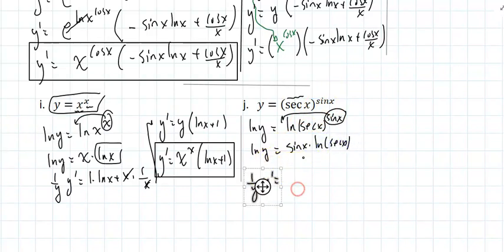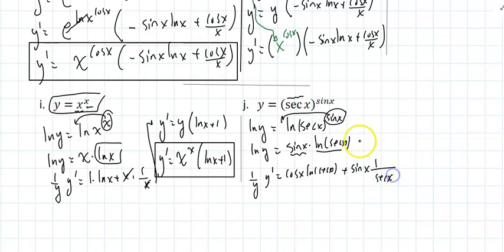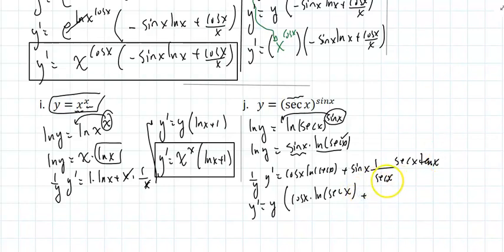And now when I take a derivative, 1 over y, y prime equals the product rule. Derivative of the first times the second, plus the first times the derivative of natural log, which is 1 over the argument, times the derivative of the argument, which is secant of x tan of x. And I could say y prime is y times, this is the cosine of x times natural log of secant of x. And here, if I clean this up, remember, sine over cosine, that's sine squared of x over cosine of x, or you could leave it as sine of x times tangent of x.